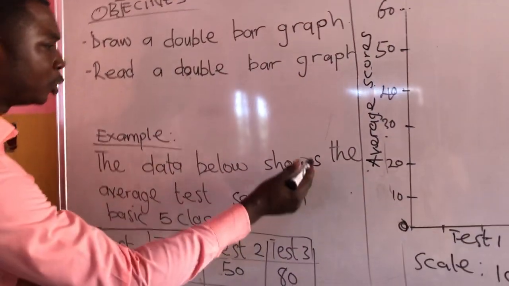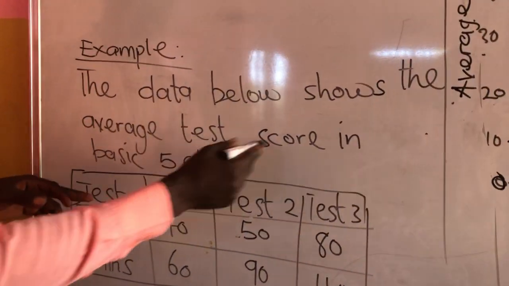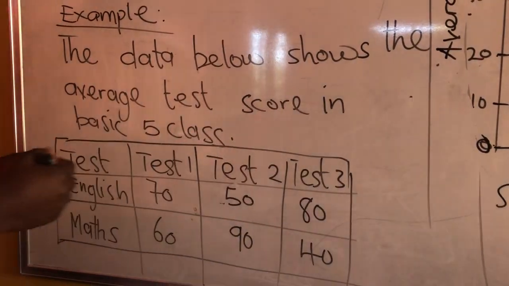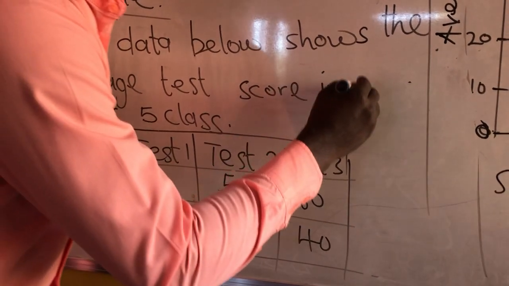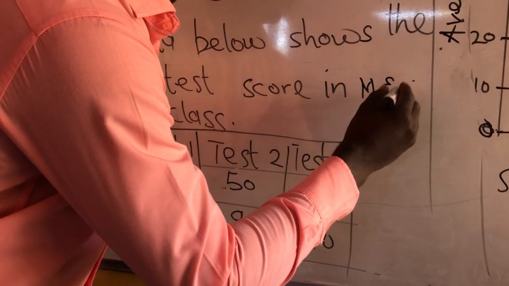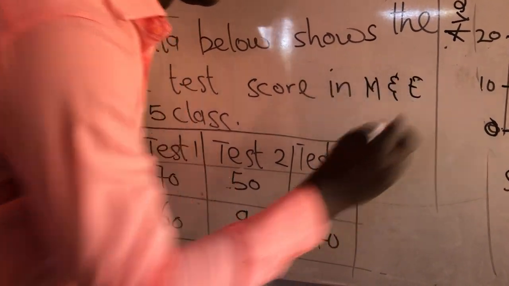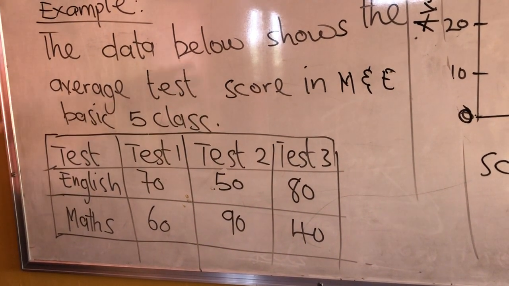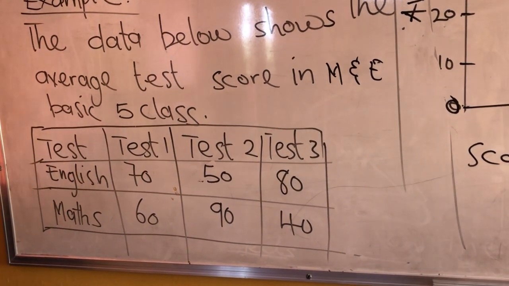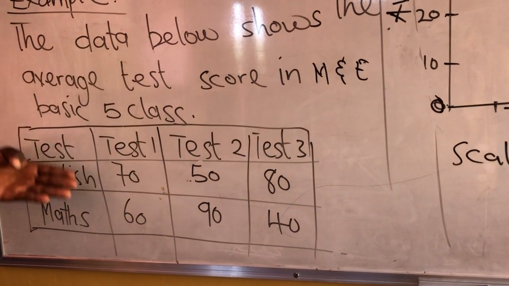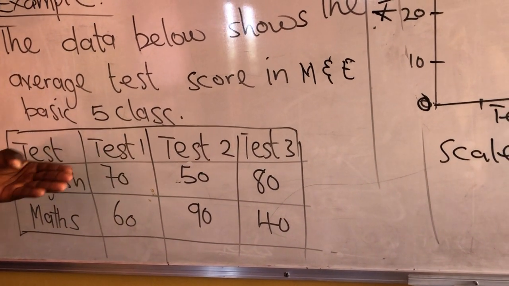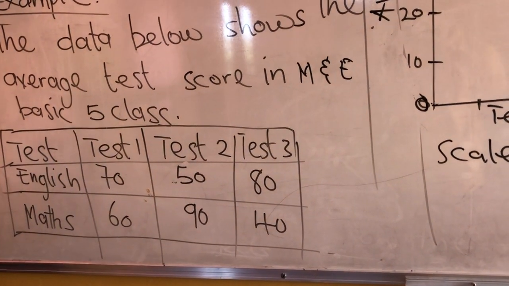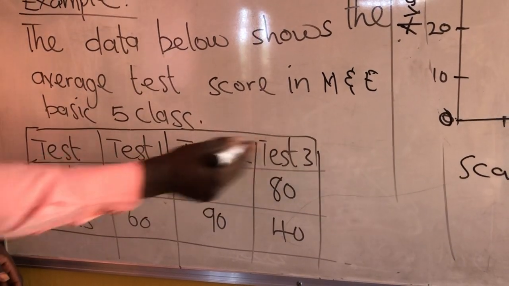The data below shows the average test in Maths and English for the basic 5 class. Maths and English for basic 5 class. Okay? So now these are the test data. So test 1, test 2, test 3.